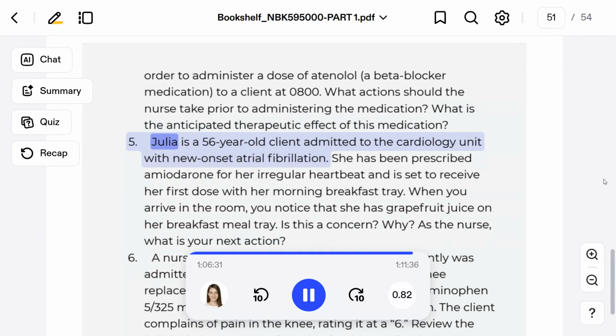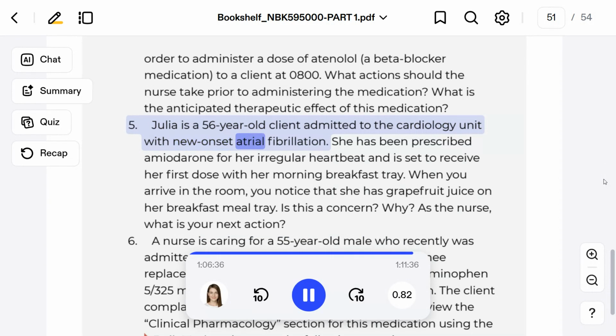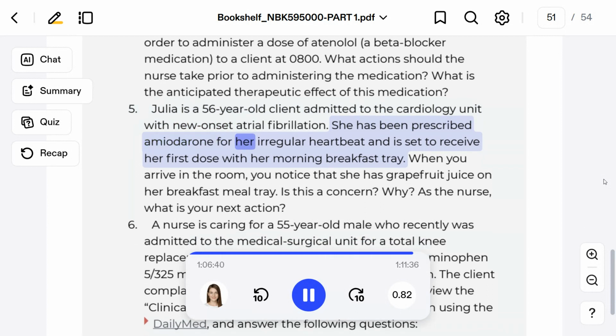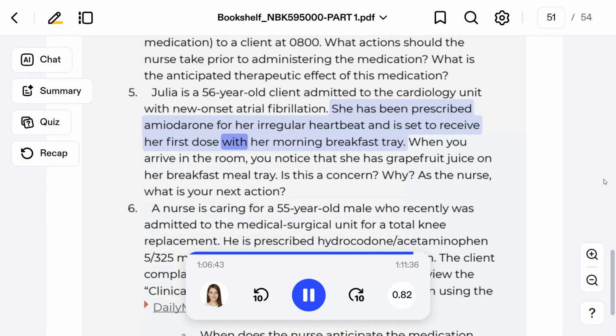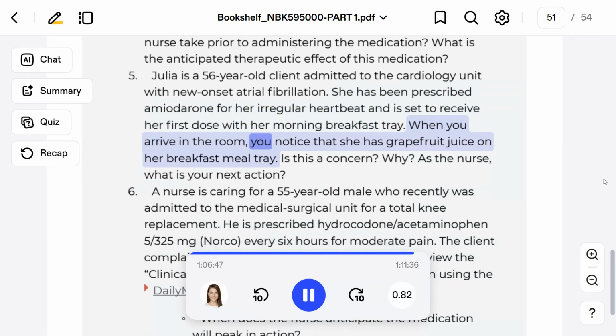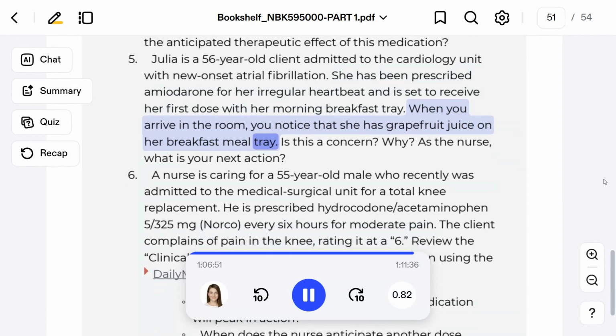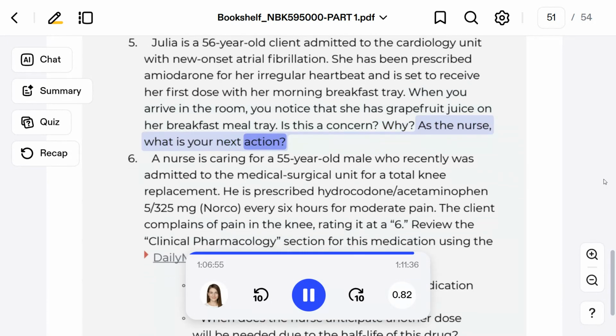5. Julia is a 56-year-old client admitted to the cardiology unit with new-onset atrial fibrillation. She has been prescribed amiodarone for her irregular heartbeat and is set to receive her first dose with her morning breakfast tray. When you arrive in the room, you notice that she has grapefruit juice on her breakfast meal tray. Is this a concern? Why? As the nurse, what is your next action?